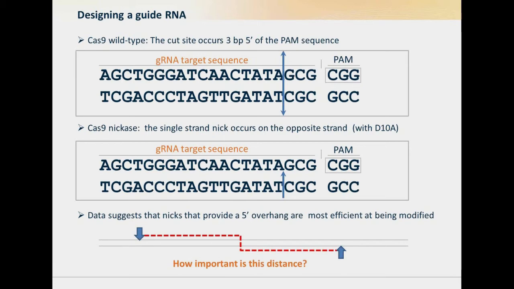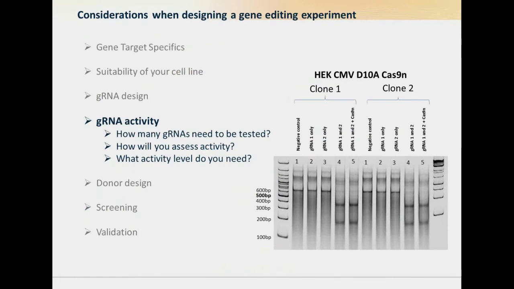But that begs the question, how important is this difference in the distance between the 2 nick sites? Again, published data suggests that there is maybe a limit of about 100 base pairs to maintain that activity. Something we've seen here suggests that really that 100 base pairs is not a limit at all, but it does depend a little bit on the efficiency of the guides and what type of donor you're using in the modification that you're trying to achieve.